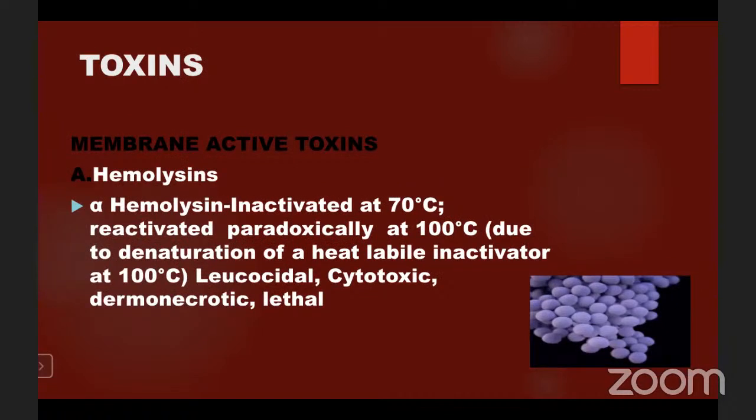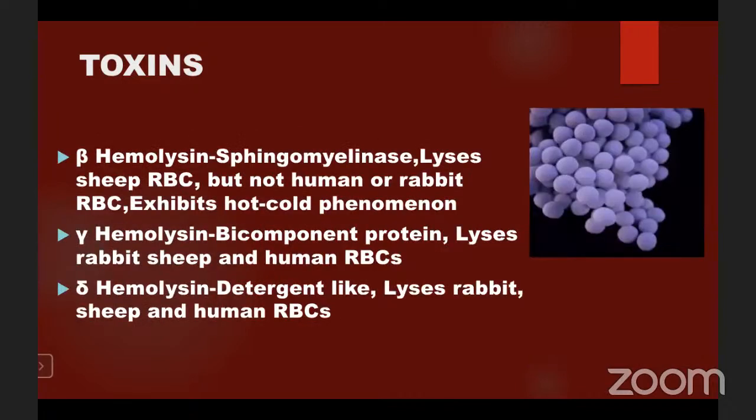It is inactivated at 70 degrees Celsius and reactivated paradoxically at 100 degrees Celsius. Leucocidal, cytotoxic, dermonecrotic and lethal. Next one is the beta hemolysin. The activity of beta hemolysin is sphingomyelinase. It lyses sheep RBC, but it will not lyse human RBC or rat RBC, and it will exhibit the hot-cold phenomenon.